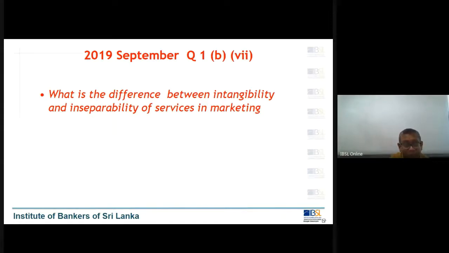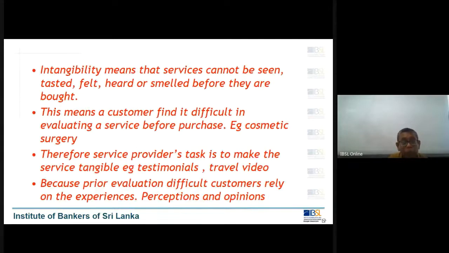Right. So if you want to further explain what intangibility is and what inseparability is, you have to give what I explained to you in points. That is, you get 2 points. Some students will write only intangibility, and you are not supposed to give marks, but sometimes we give 1 mark for explaining. But it is not correct because you were asked to differentiate. As we explained, intangibility means that services cannot be seen, tasted, felt, or smelled, and this means a customer finds it difficult to evaluate a service before purchase.